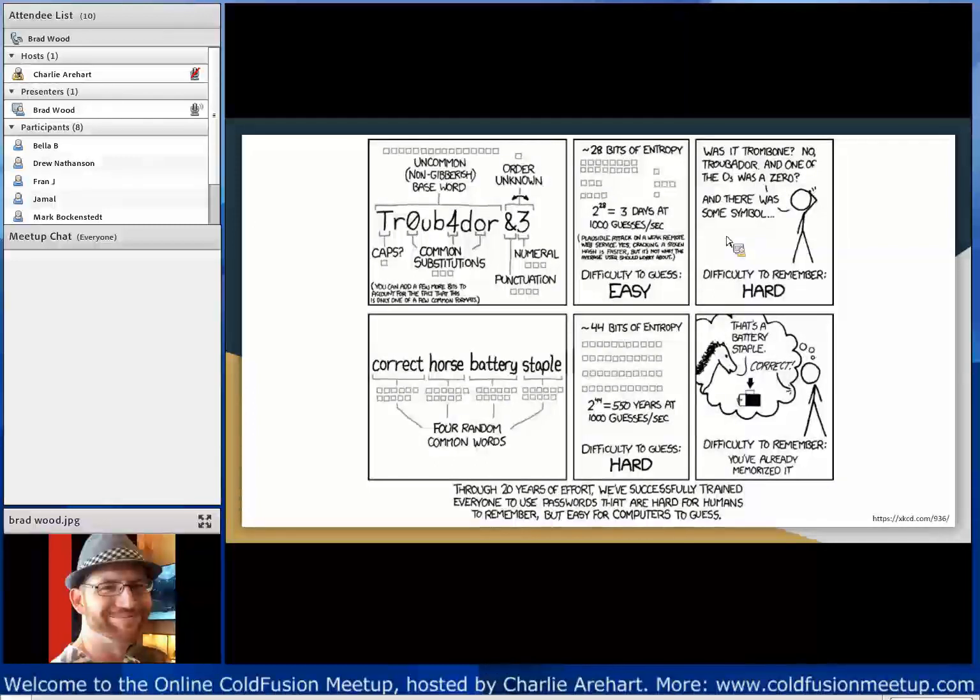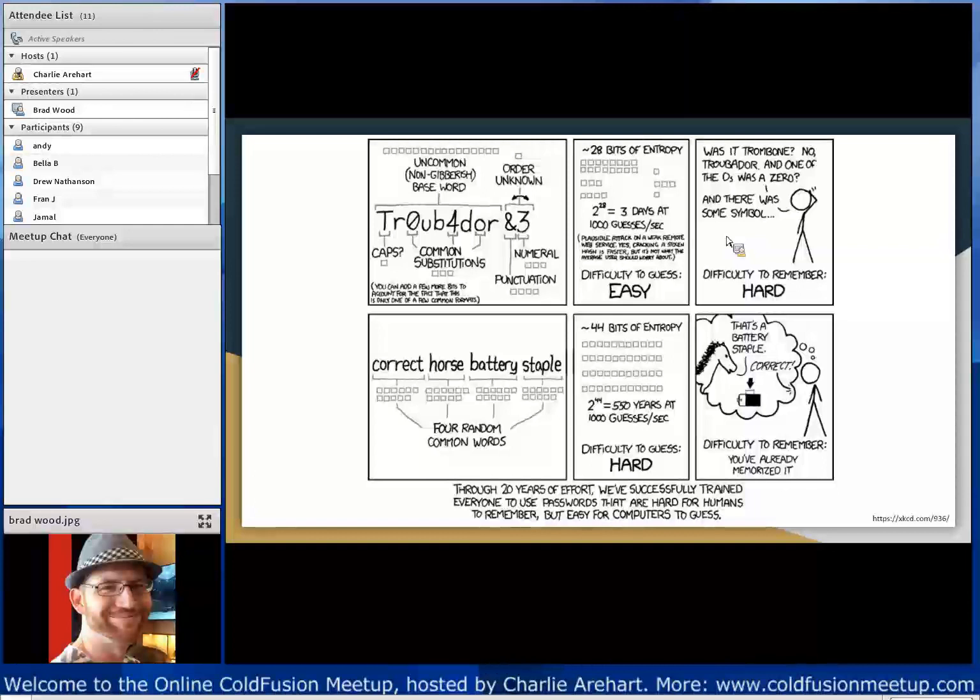So here we have an example password that may meet the password requirements of your local banking software in that top frame, right? Uncommon, non-gibberish base word, unknown order, capitals, numbers, special characters. And then it calculates how many bits of entropy that is, and I'll talk about what entropy means in a later slide. It basically means how random it is. So it's 28 bits of entropy. So it says it would take only 3 days for a computer to guess that password if you could take 1,000 guesses a second.